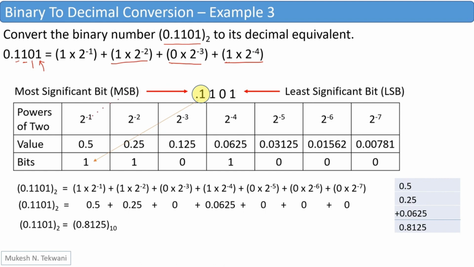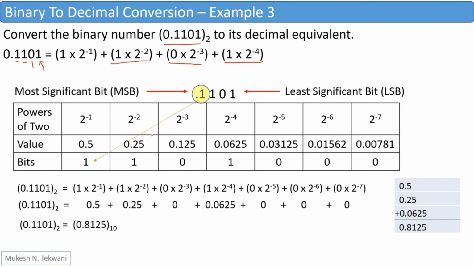And therefore we again make the table of powers of 2, the value and the bit. Only now the difference is that when we write the powers of 2, as we go from left to right, the powers of 2 keep on decreasing. So we have 2 raised to minus 1, 2 raised to minus 2, 2 raised to minus 3, 2 raised to minus 4, and so on till 2 raised to minus 7. The values of these powers: 2 raised to minus 1 is 0.5, 2 raised to minus 2 is 0.25, 2 raised to minus 3 is 0.125, etc., till 2 raised to minus 7.